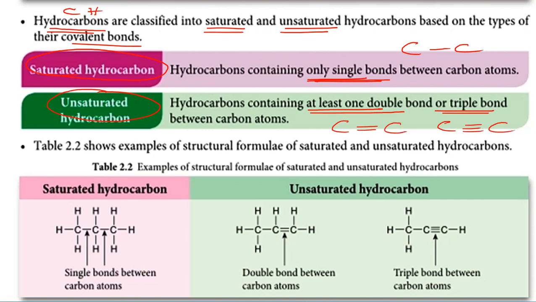Okay, so here is the example of saturated hydrocarbon. So between the carbon and carbon, only single bonds. While this one is unsaturated hydrocarbon, so we have a double bond here or triple bond here between the carbon atoms. So this is unsaturated. So how do you remember this? Saturated, single bond. Unsaturated, it means not only single bond, but at least one double bond or triple bond. Okay, hope this will help you to remember.